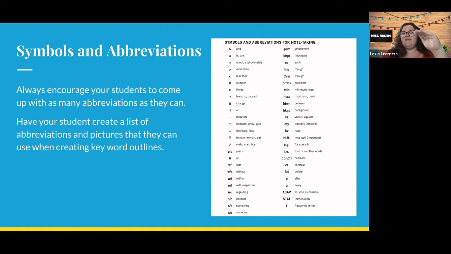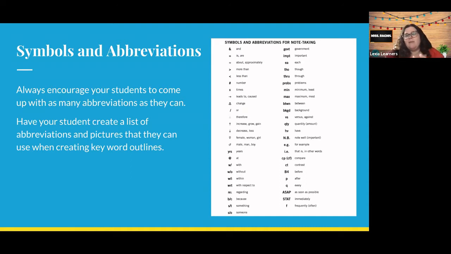So I always give them this sheet, this symbols and abbreviation sheet at the very beginning. And you can find this in the student resource packet. It'll be at the end in one of the appendixes. And so I always give them this sheet up front, and I have them oftentimes print it out and have it next to them just so that they can look at it while they're creating their outlines.